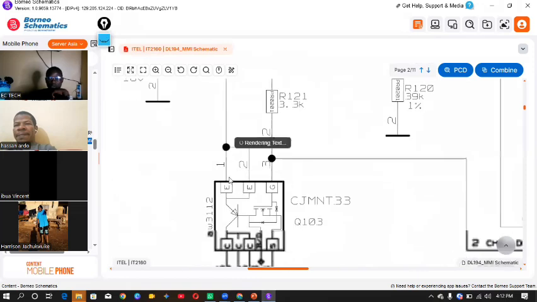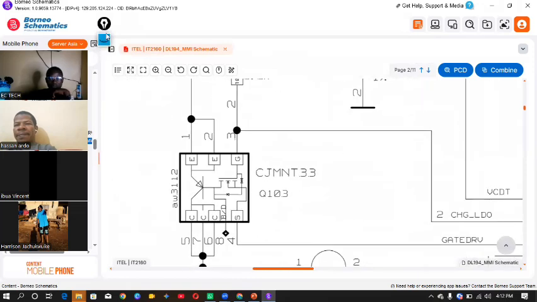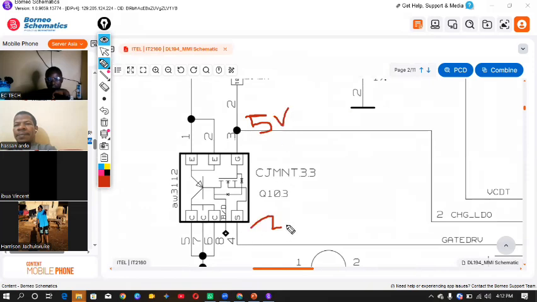So this means that we are going to have 5 volts coming from the charger at the gate and 2.8 volts at the source. Now this is the drain. So that voltage is going to switch here and come here. We have 2.8 volts here that will turn on this.